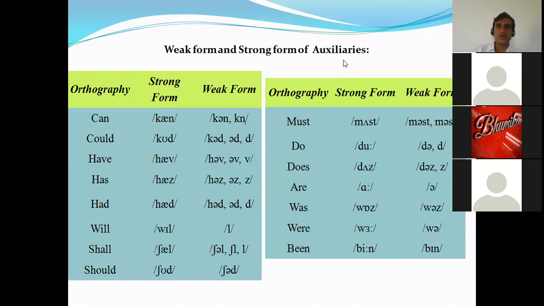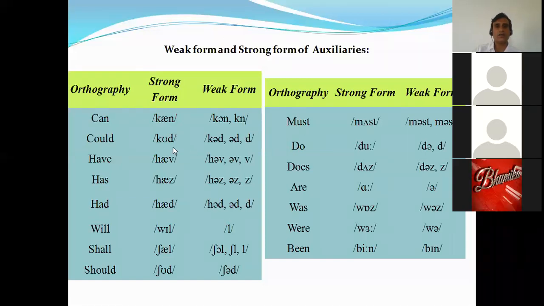Then see the weak forms and strong forms of auxiliaries. Auxiliaries are helping verbs: can, could, have, were, has, had, will, shall, should, must, do, does, are, was, were, when. So these are the strong and the weak forms.